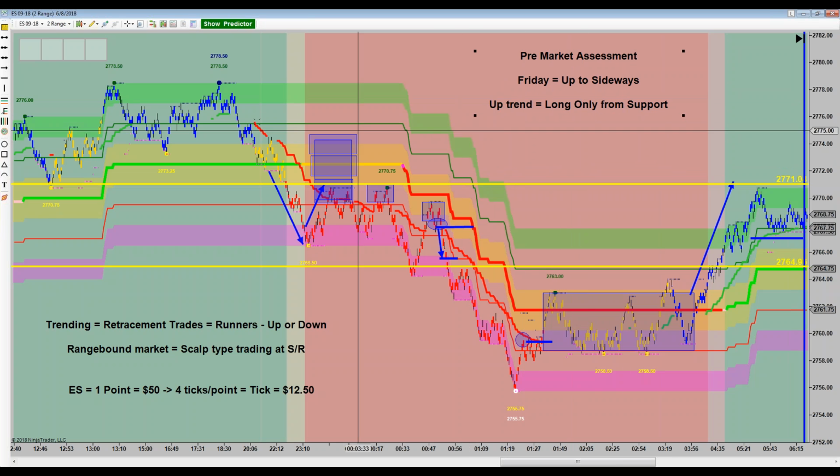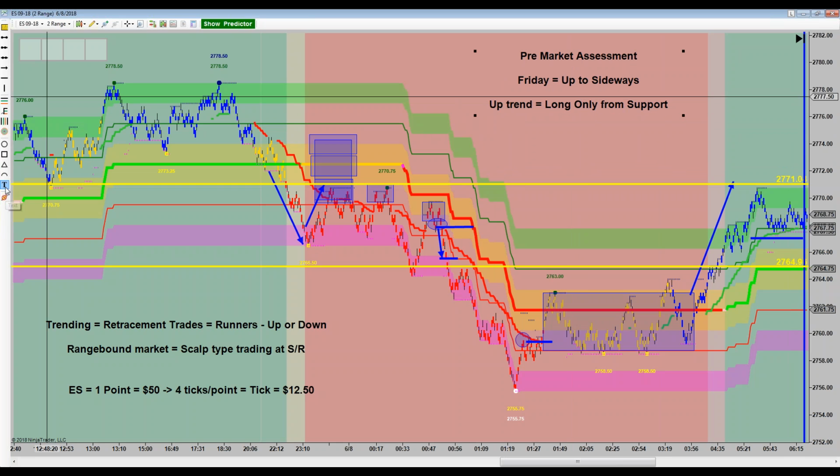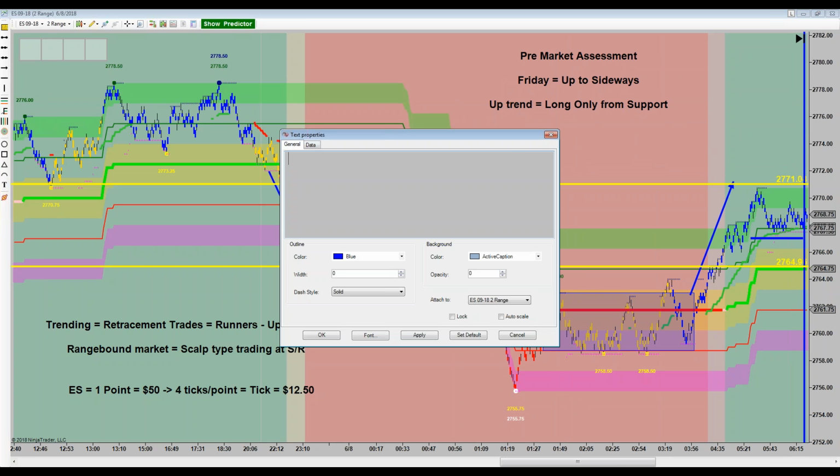So now I'm going to put another box in here, and I'm asking you what? You said you're going to get long from support. That's what you just said, right? So where is that going to be? Where are you going to take trades? This is before the market even opened. Where is it? Where are you going to take trades? You have to fill in the blank here.